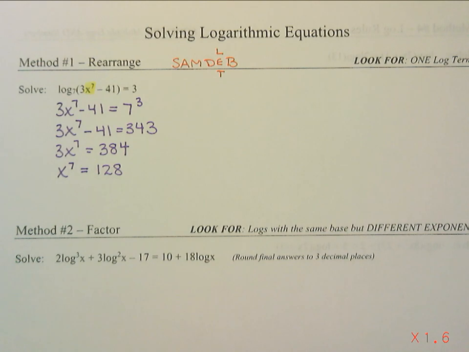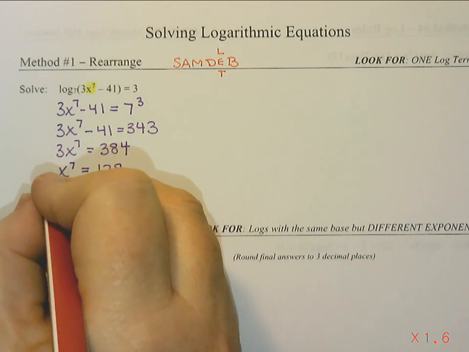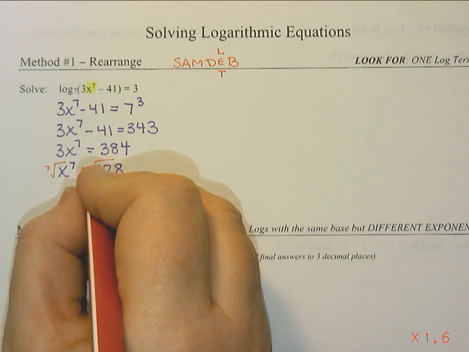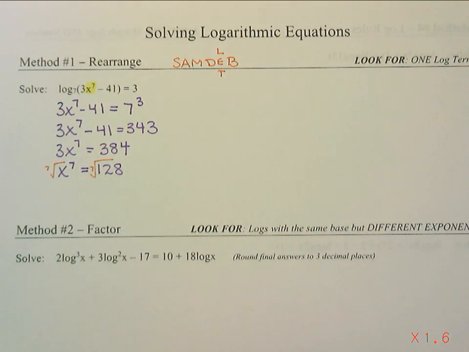And then I would finish off by doing the 7th root of x^7. Now, 7 is an odd number, so I do not need to do a plus or minus here. So we just need to do the 7th root of that, which I believe is 2, but I'm just going to check. It is 2.